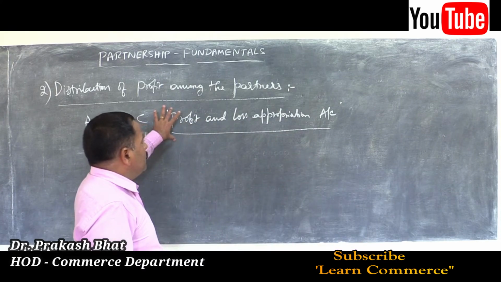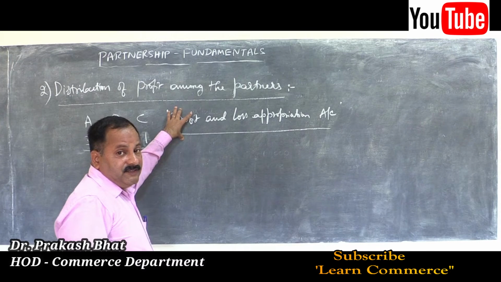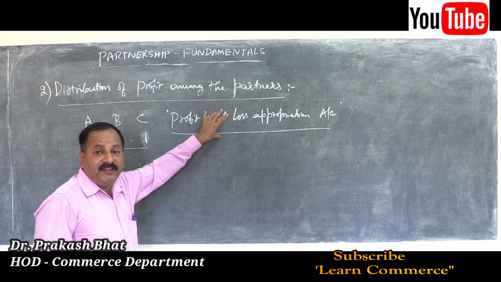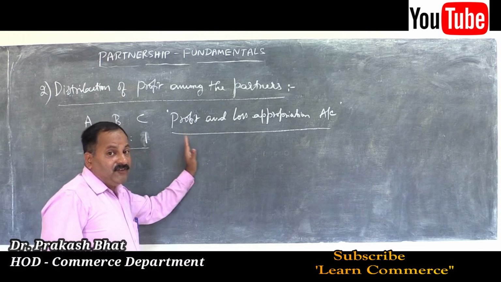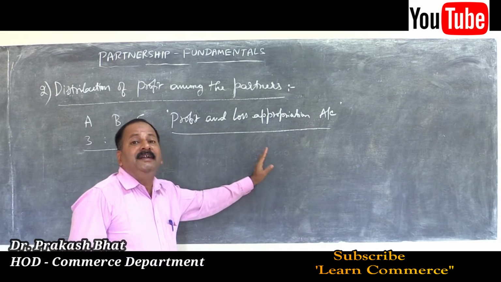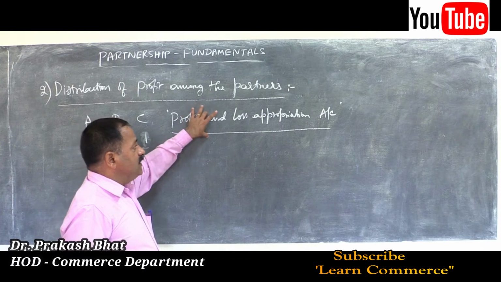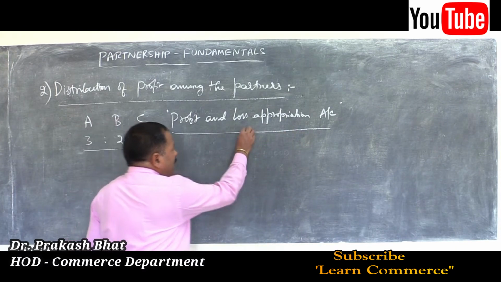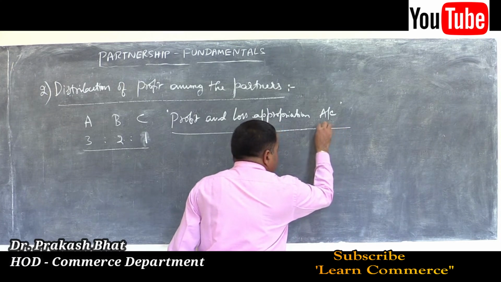So here what we will do is we will prepare profit and loss appropriation account with the balance brought down, that is net profit that is earned in the business, because we will appropriate the profits or losses among the partners. So this account is an extension of the profit and loss account, because we will start the account with the balance of profit earned in the business or losses that is incurred or suffered in the business. So profit and loss appropriation account is an extension of profit and loss account of a firm. It is like a ledger account where we will start with a balance of profit or loss.